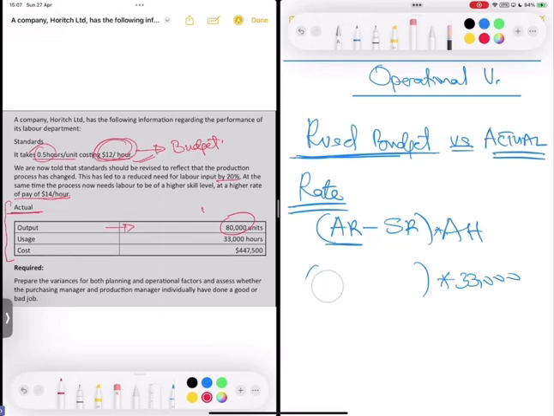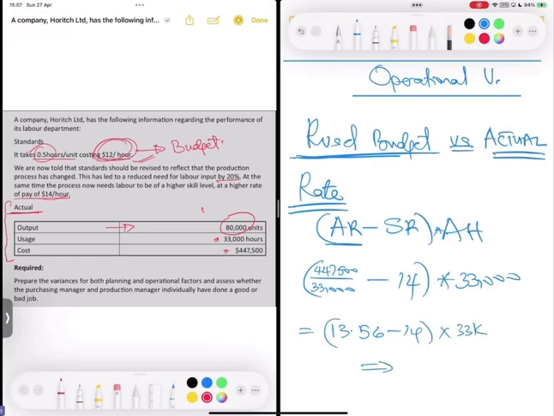Let me put it according to the formula so you don't get confused. So standard is 14, which is what we planned for. But how much did we actually pay? We paid at the rate of 447,500 divided by 33,000. And this is what gave you 13.56, minus 14, times 33K. That gives that variance of 14,500. And definitely this is favorable, because the actual is less than the plan, right?